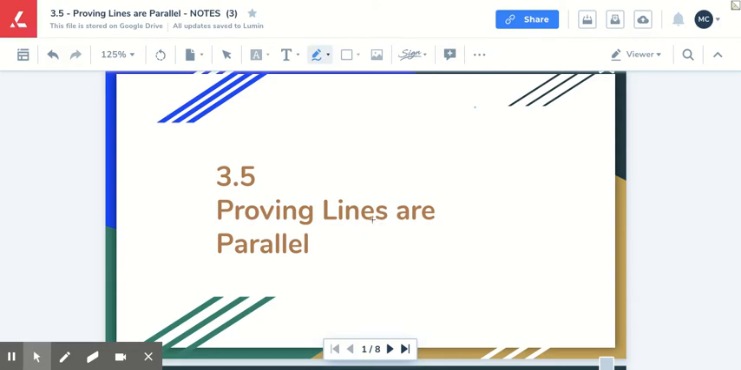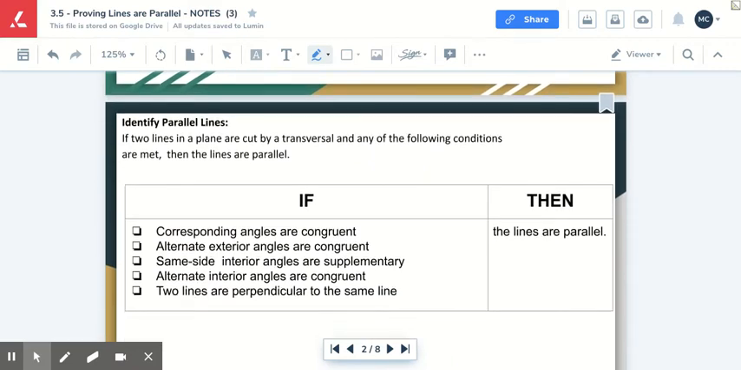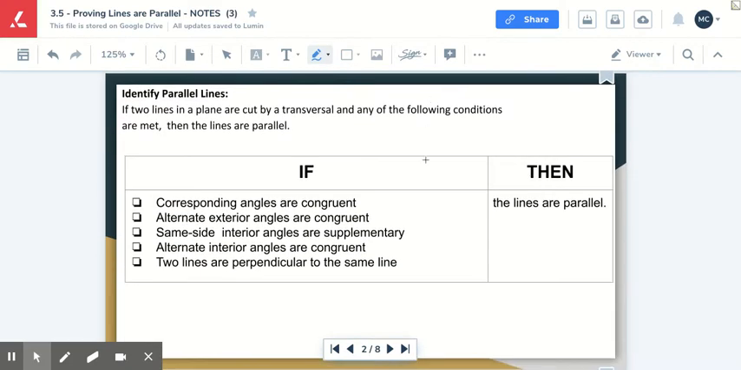We're going to be proving that lines are parallel today. Okay, so a few conditional statements here. If two lines in a plane are cut by a transversal and any of the following conditions are met, then the lines are parallel. So if corresponding angles are congruent, then the lines are parallel.